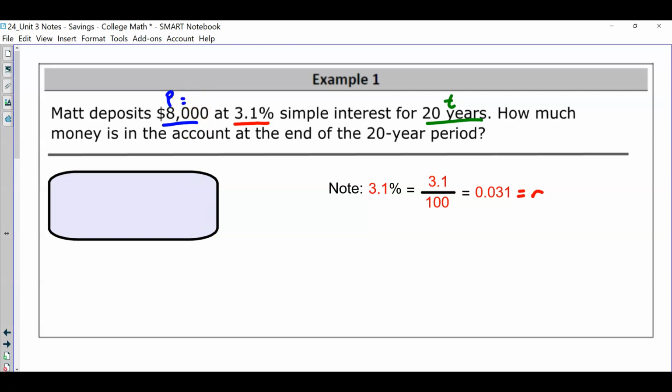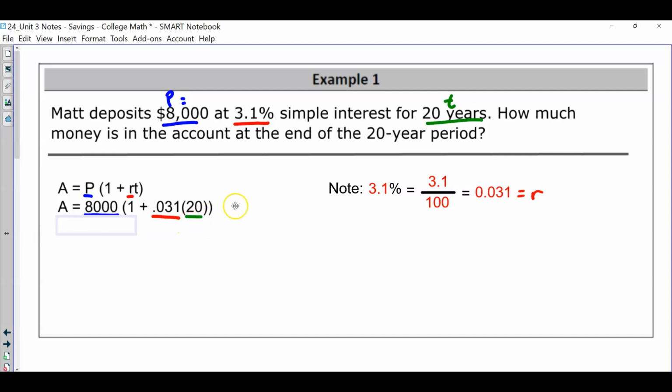Okay, take a moment, pause, and see if you can calculate this one out. Remember, they want the amount, not the interest only. Okay, let's see what you got. If you put the numbers in the right places, you have these. Notice 0.031 is the same thing as 0.031. Just make sure this is multiplied first before you add, and then multiply that answer times 8,000. If you did, congratulations, if you got 12,960. All right, let's take a look at the next one.